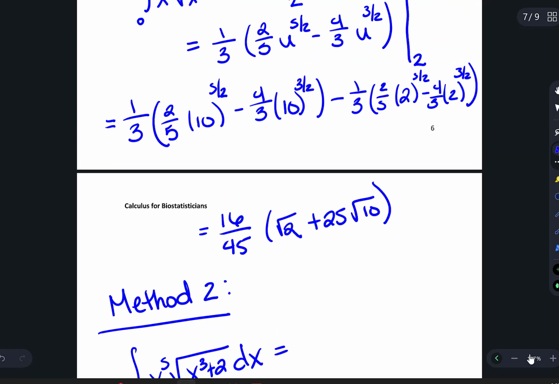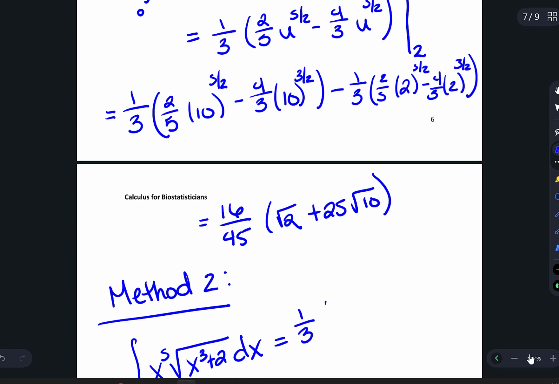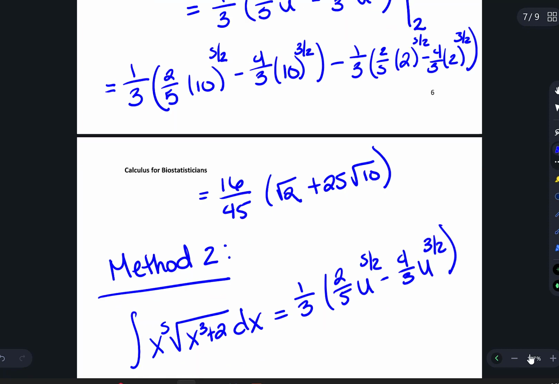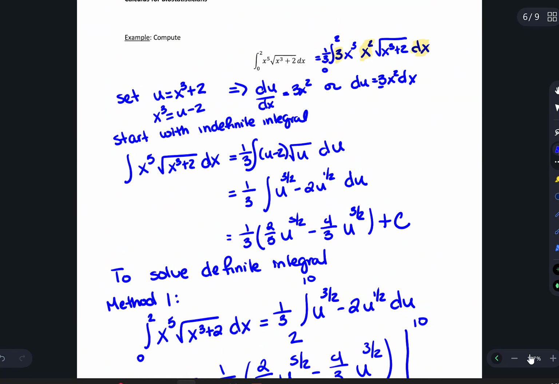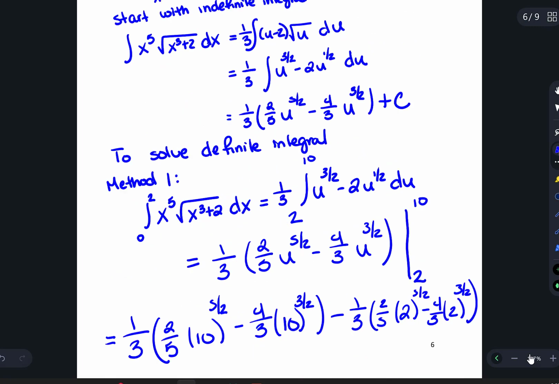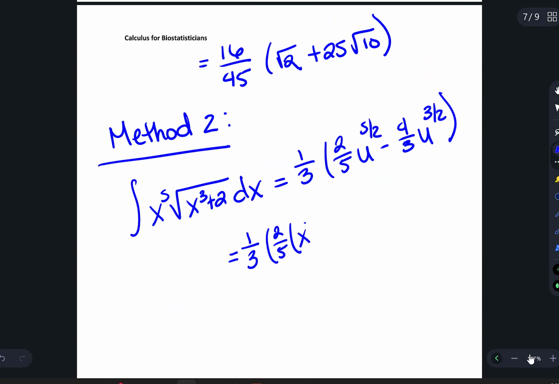Oh, pardon, that was equal to, not the indefinite integral, but that was equal to 1/3 times 2/5 u to the 5/2 minus 4/3 u to the 3/2. Well, from here, we could substitute in what u is equal to. And so notice it's going to be equal to 1/3 times 2/5. And remember that u all the way up at the top was equal to x cubed plus 2, to the 5/2 minus 4/3 x cubed plus 2, again substituting in what u is, to the 3/2.